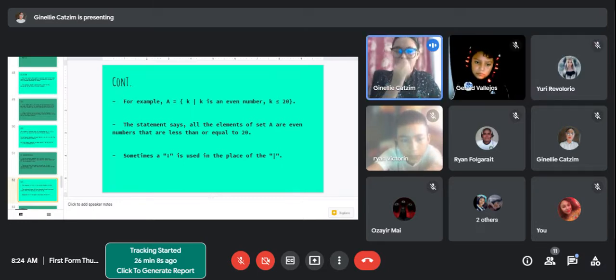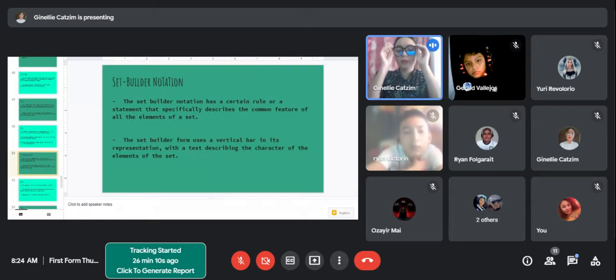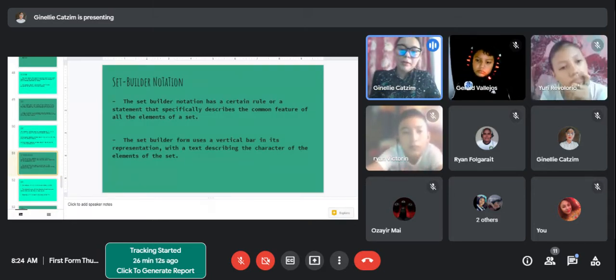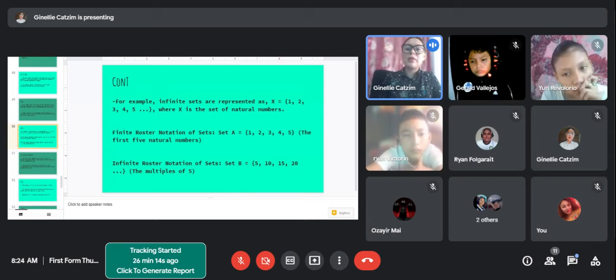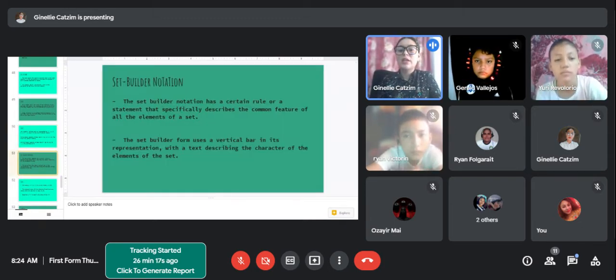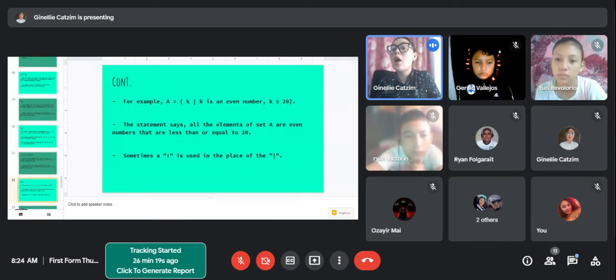Okay, the set builder form. I will go over the set builder form. Remember, as I mentioned, we will not go in depth with this today. The main idea here is just to get how the set notation looks.